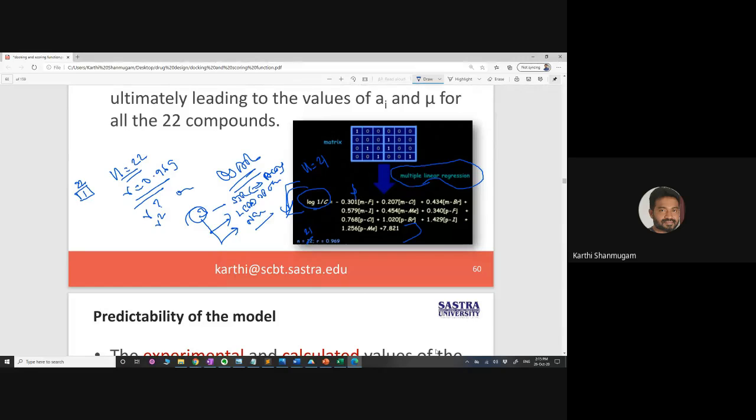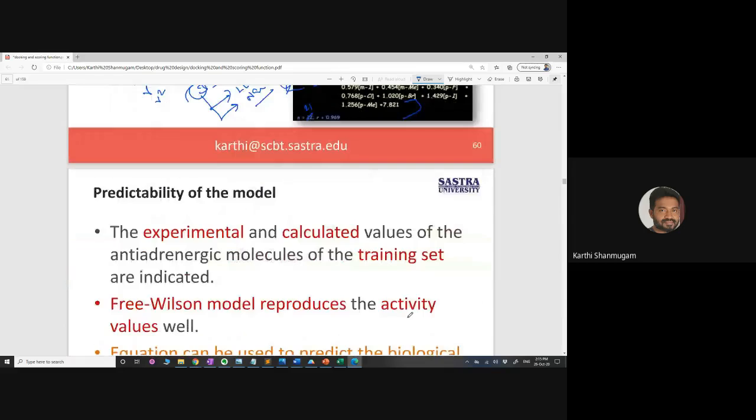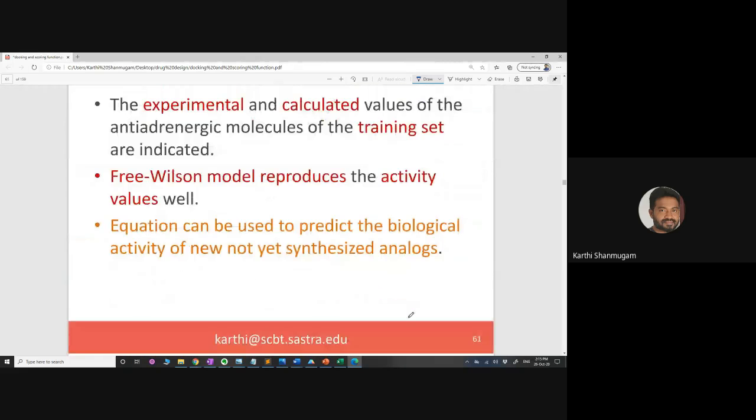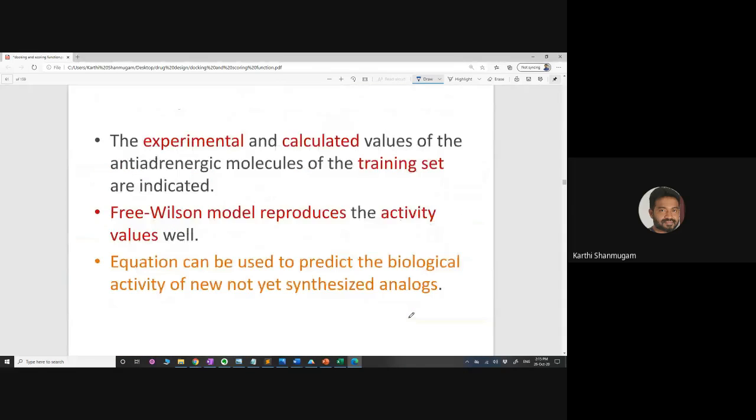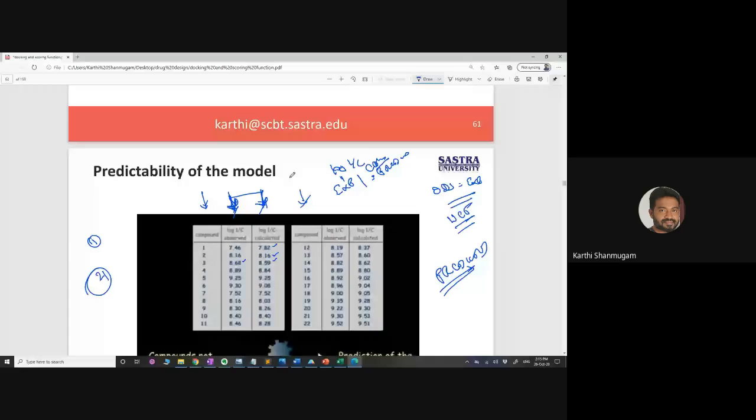We can say that for the training and test data set, the equation is able to produce close values for the observed and calculated, which gives confidence that this is a very good model. We can use this model for a molecule which is not yet synthesized, and we can predict the biological activity of that molecule. Is it understandable?